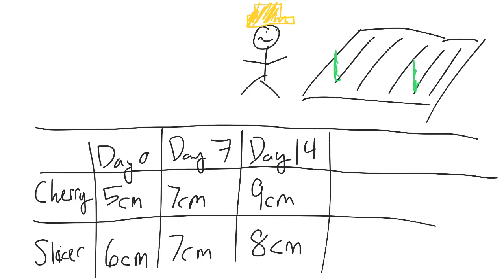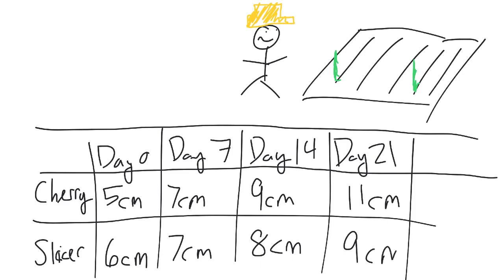And he goes out and he measures again. Day 21 now. And he sees that his cherry tomato is now 11 centimeters high. And he sees that the slicer tomato is 9 centimeters high. Another 7 days goes by, a little bit more growth on each of them. Maybe they're starting to branch out just a little bit more, but he's not really measuring how branched out they get. He is just measuring the height of the plants.